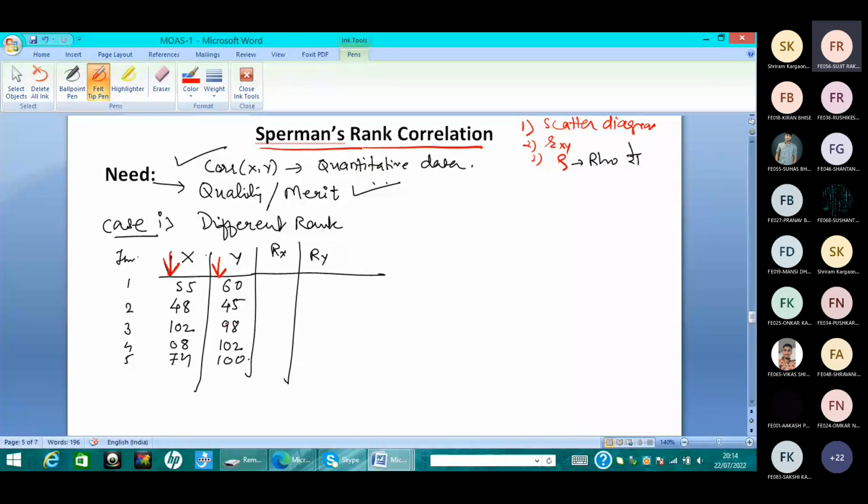So you are saying different ranks. So all the ranks will also come out different. Rx and Ry, rank of X, rank of Y. Now, we will give ranks in order: whoever made the highest runs, we will give the first rank.